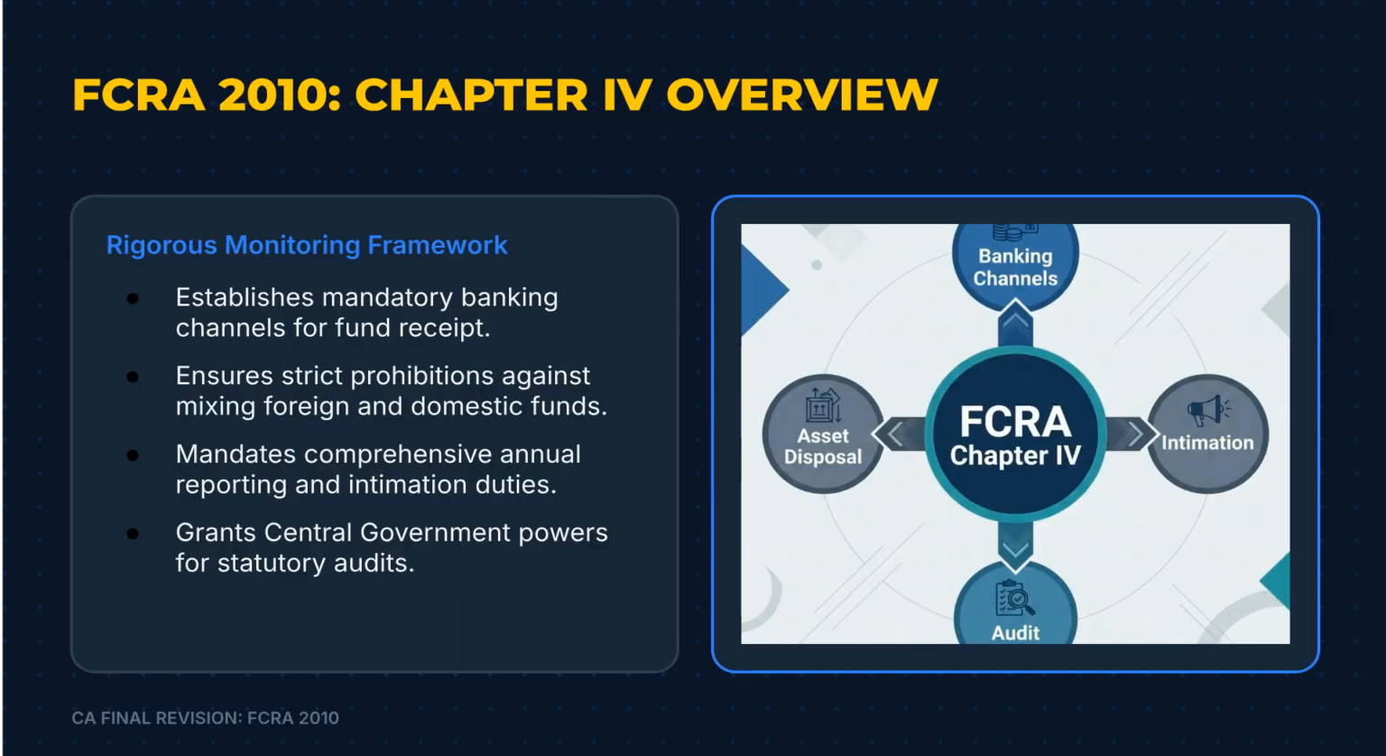Every stage, from receipt of contribution to utilization and disclosure, is monitored through statutory requirements. The chapter also empowers the central government to conduct audits where non-compliance is suspected. Think of Chapter 4 as the surveillance and accountability mechanism of the FCRA, ensuring that every rupee of foreign contribution remains traceable and properly utilized.